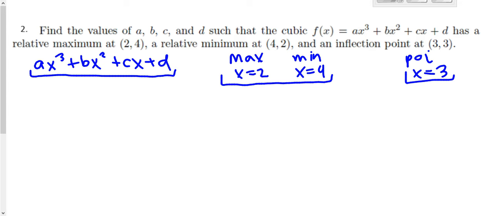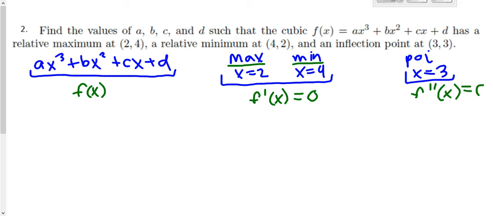So let's think about what this means. This is f of x. This is f prime of x. And this is f double prime of x. When we have a maximum and minimum, to get them, we take the derivative and set it equal to 0. So this is when the derivative is equal to 0. And this is when the second derivative is equal to 0.